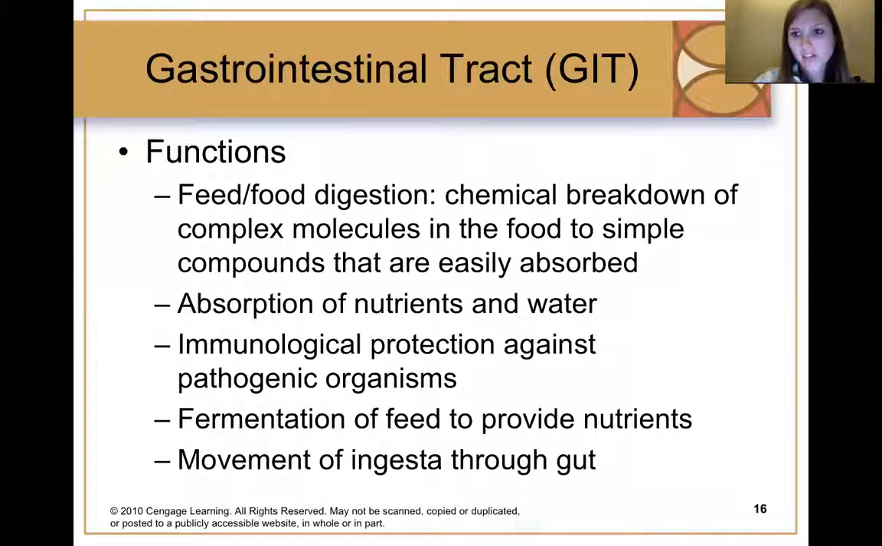Fermentation of feed to provide nutrients, which we've talked about several times before. So cows have that fermentation in the rumen, and then monogastrics have it in the cecum and maybe a little bit in the colon. And then you have your hind gut fermenters as well, which are your horses and rabbits and things like that. And then the GI tract is also responsible for movement of ingesta through the gut. Ingesta is just a term for whatever you've eaten, and then it's mixed with fluids as it goes along the process. So the gastrointestinal tract will make sure that it moves through the gut so that it can be properly digested.